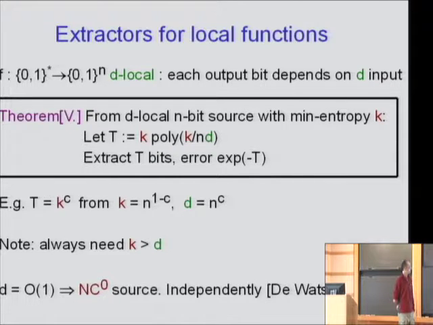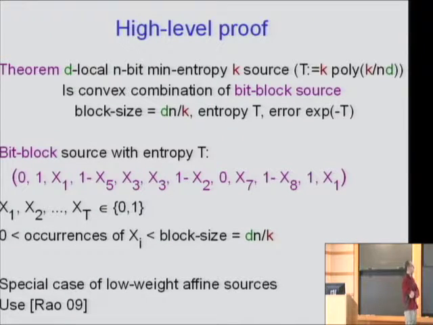Okay, so how do we prove these things? So the high-level proof actually is just a reduction. We prove a result that the sources that I'm interested in, I can write them as a convex combination of a different type of source, which I call bit block sources, with parameters where the entropy of this source is this t, the error is exponentially small in t, and the block size, which I'm going to explain in a second, is d over k.